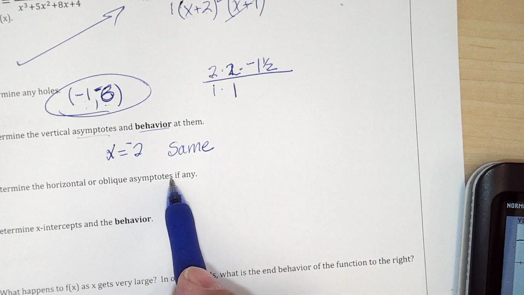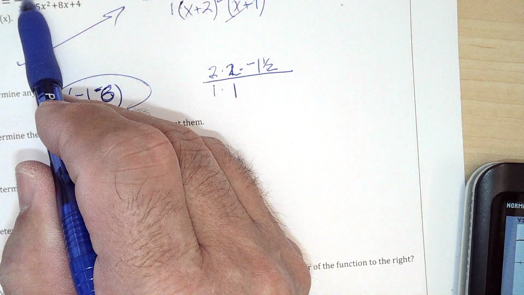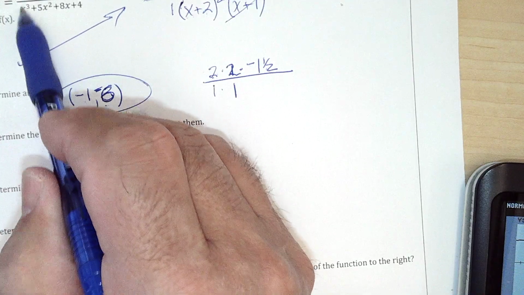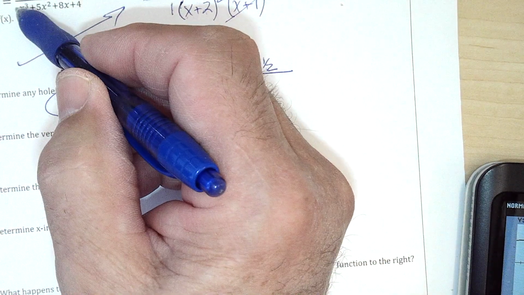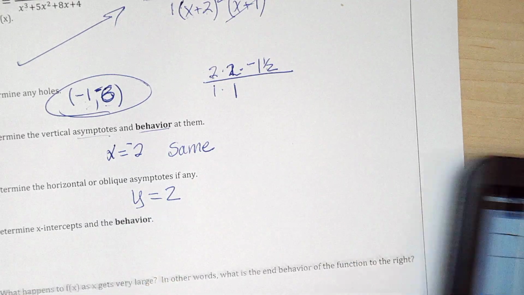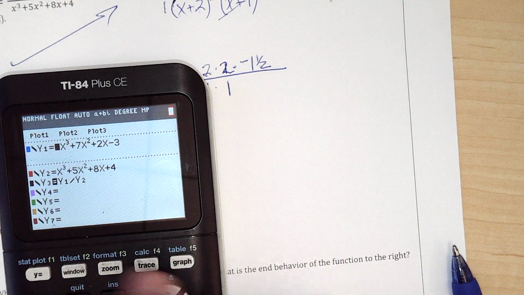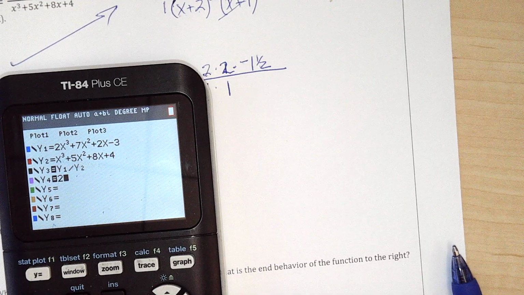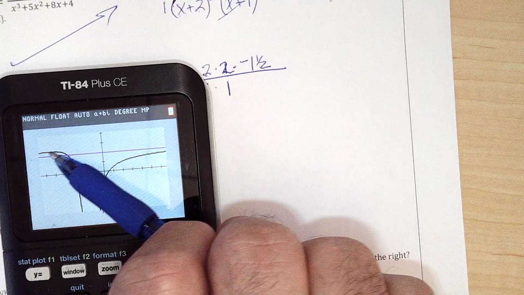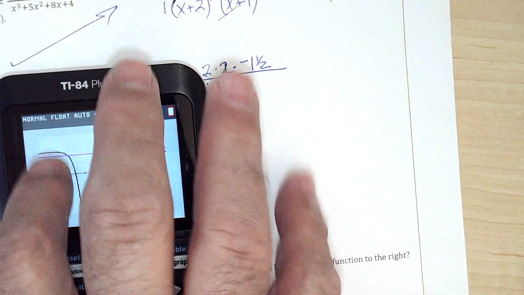The horizontal or oblique. Well, our degree in the numerator is 3 and the denominator is 3, so it's a horizontal one at 2 over 1, or y equals 2. And if I want to see it here, I can go down and put another one in here, y equals 2, and graph, and it's getting closer to 2 and closer to 2. I can see that I've got it correct.